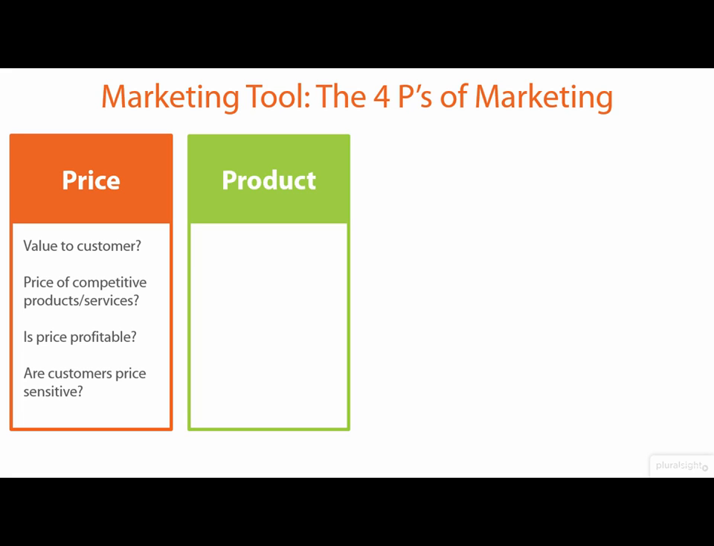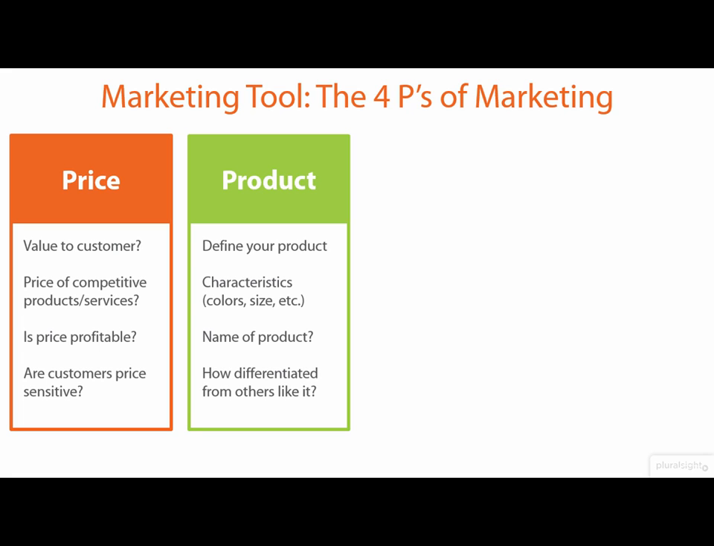The next P is for product. In this P, you would actually define what your product is. Describe it. What are the characteristics of your product? Even talking about different color options, size options, length of battery life. Basically, what is the customer getting? In the product area, you would talk about the name of the product and do a comparison of like products that are already out there. Is your product differentiated? If it is, how can you talk about those differentiations to help your product stand out?